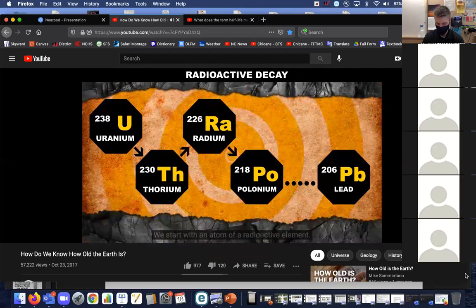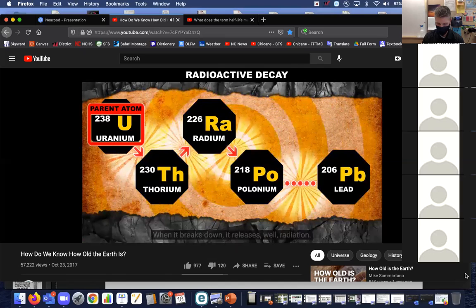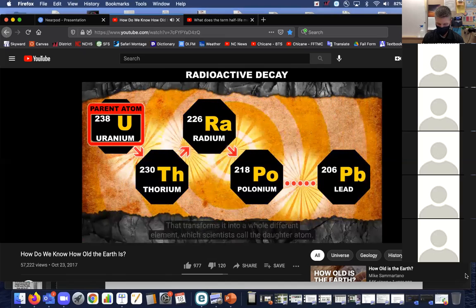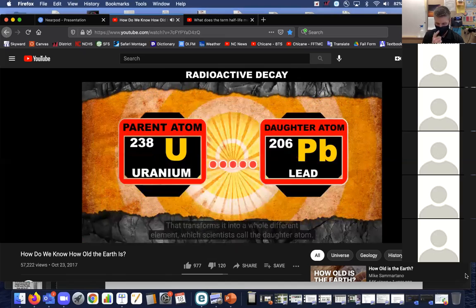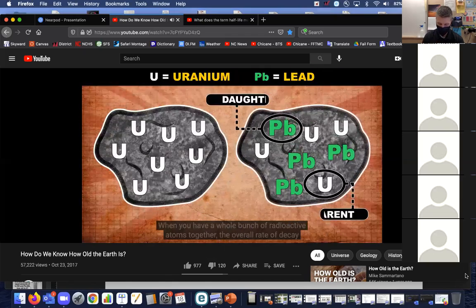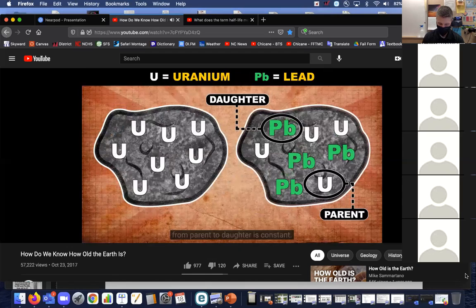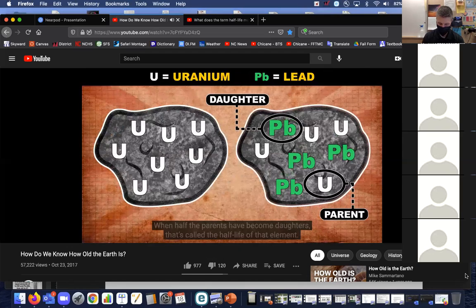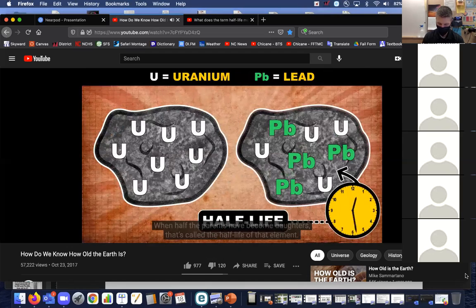We start with an atom of a radioactive element. Scientists call that the parent atom. When it breaks down, it releases, well, radiation. That transforms it into a whole different element, which scientists call the daughter atom. When you have a whole bunch of radioactive atoms together, the overall rate of decay from parent to daughter is constant. When half of the parents have become daughters, that's called the half-life of that element.